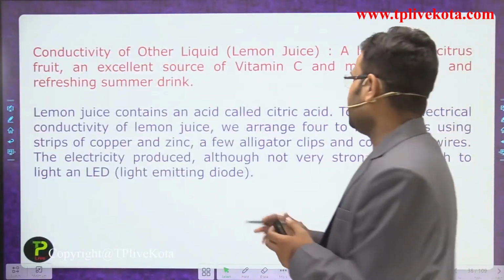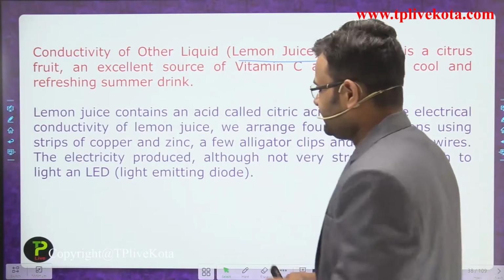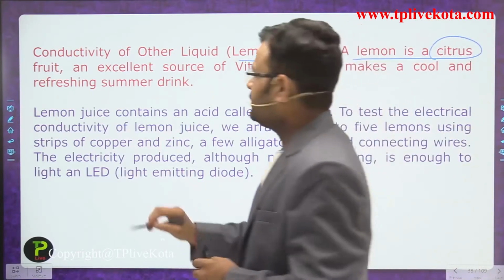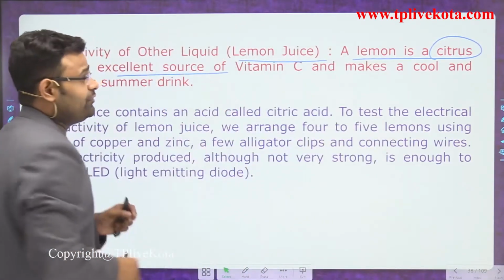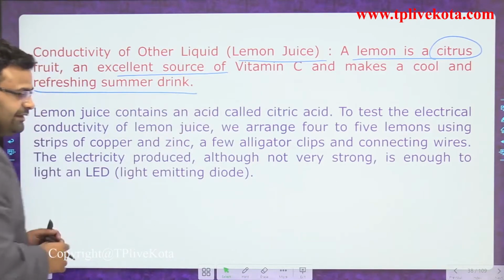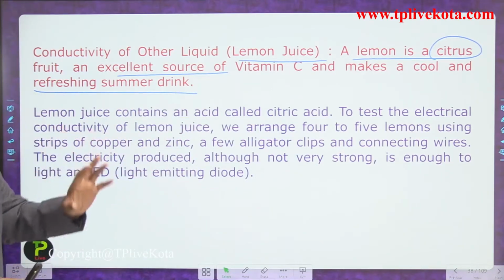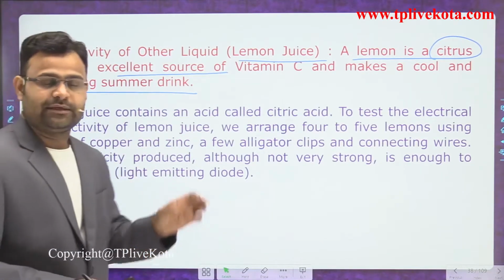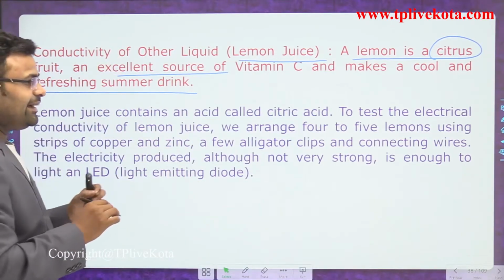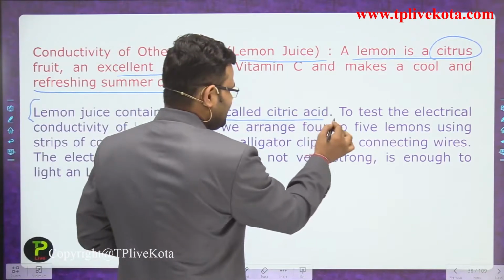Conductivity of other liquids, for example lemon juice. A lemon is a citrus fruit, an excellent source of vitamin C, and makes a cool and refreshing summer drink. Everyone knows that in summertime we mostly use lemon juice. So lemon juice contains an acid called citric acid.